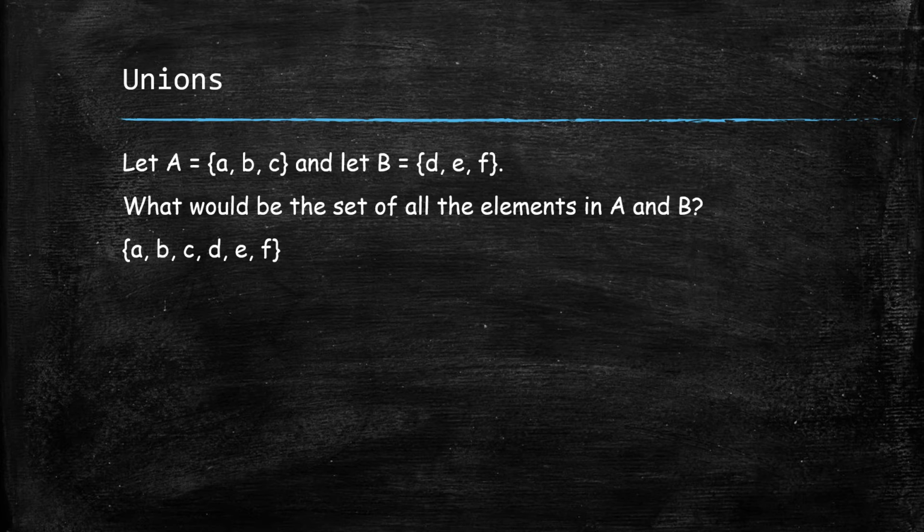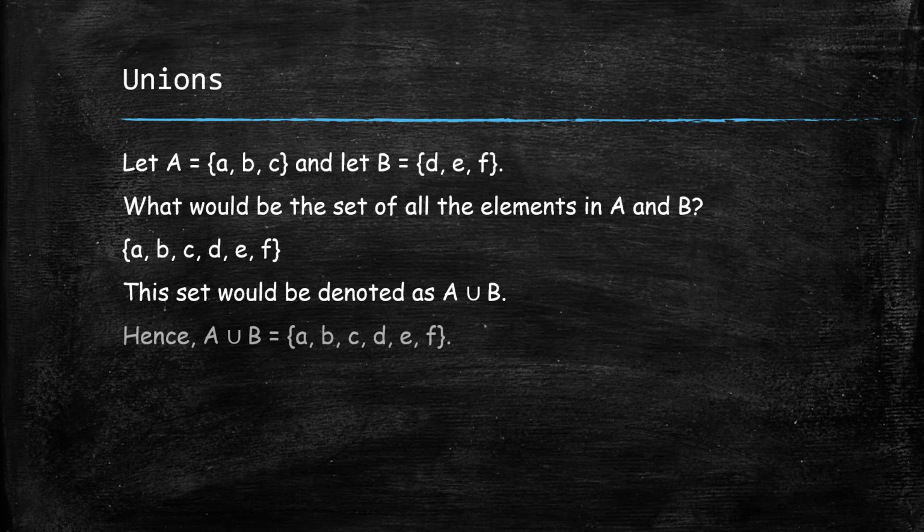So now we've basically combined all the elements of set A and B into one set. And this can be represented as A union B. The union is shown by that symbol which looks like a U. So therefore we can say A union B is equal to A, B, C, D, E, and F. So since we know this, we can say if X is a member of A union B, X is a member of A, or X is a member of B.